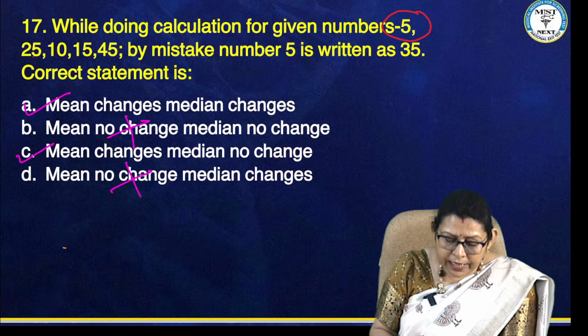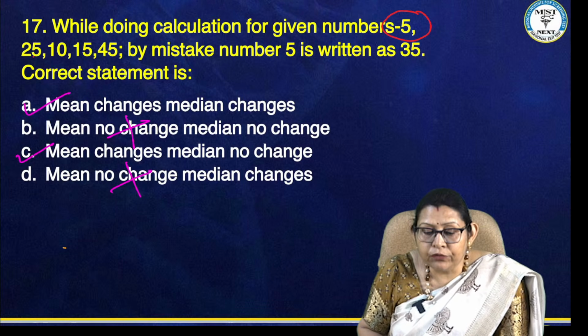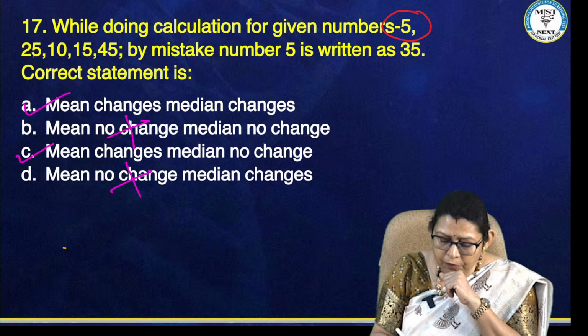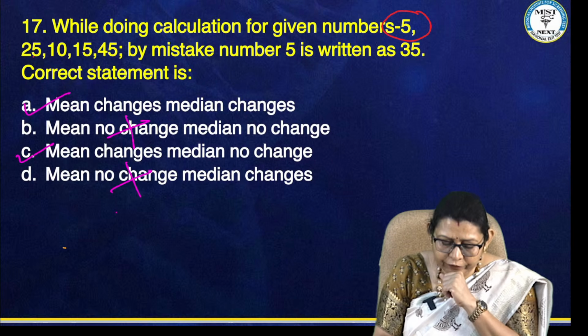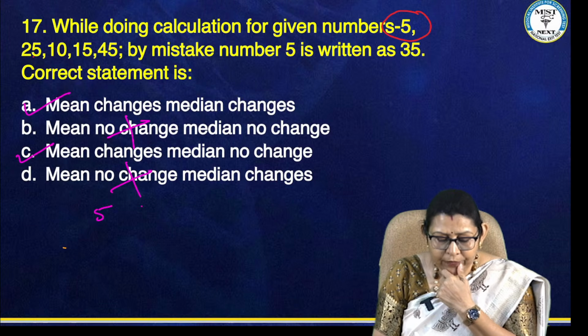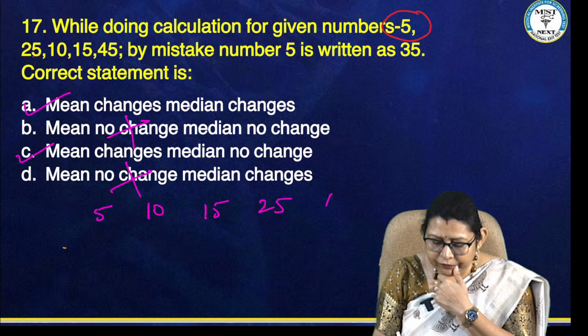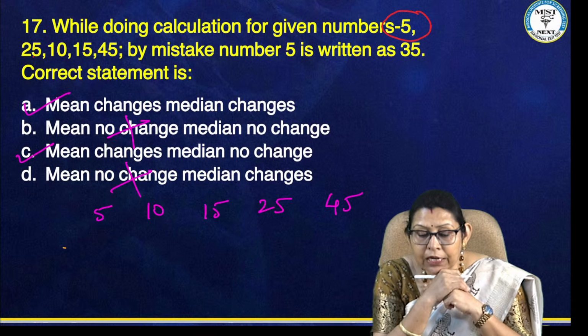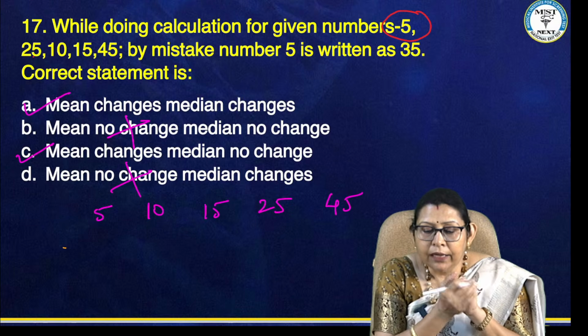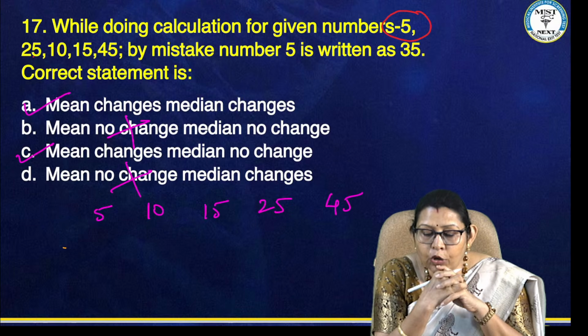Now for median, we have to find out the middle value. My figures, if I arrange in ascending order, are 5, 10, 15, 25 and 45. So there is a tie between option C and option A. The maximum of you are answering option C.